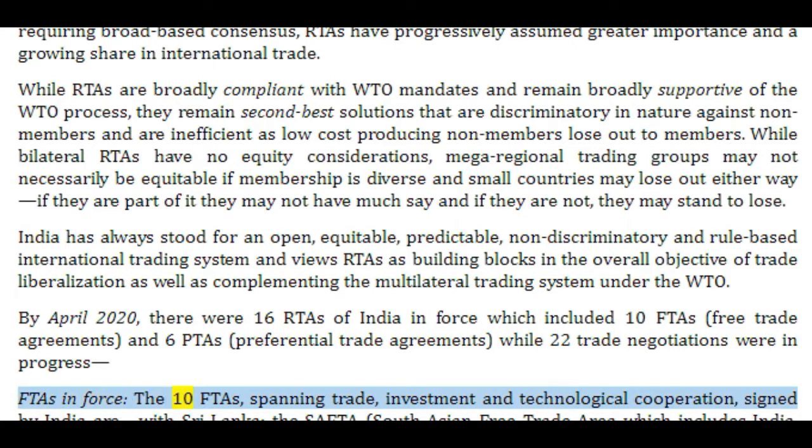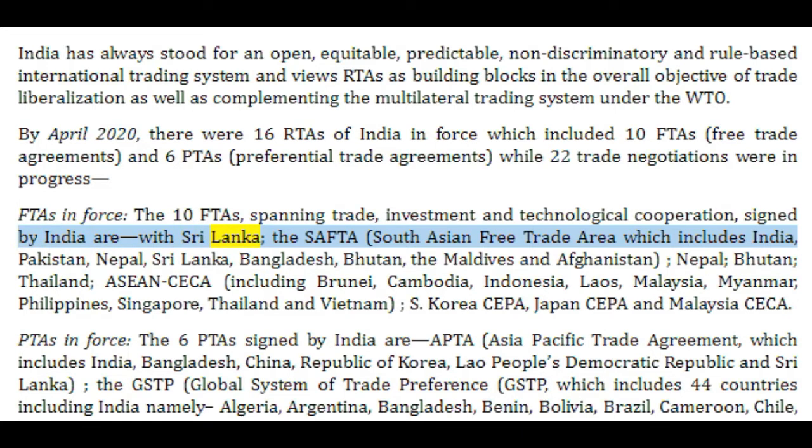FTAs in force: the 10 FTAs, spanning trade, investment, and technological cooperation, signed by India are, with Sri Lanka, the SAFTA, South Asian Free Trade Area, which includes India, Pakistan, Nepal, Sri Lanka, Bangladesh, Bhutan, the Maldives and Afghanistan, Nepal, Bhutan, Thailand, ASEAN-CICA, including Brunei, Cambodia, Indonesia, Laos, Malaysia, Myanmar, Philippines, Singapore, Thailand and Vietnam, S. Korea CEPA, Japan CEPA and Malaysia CICA.